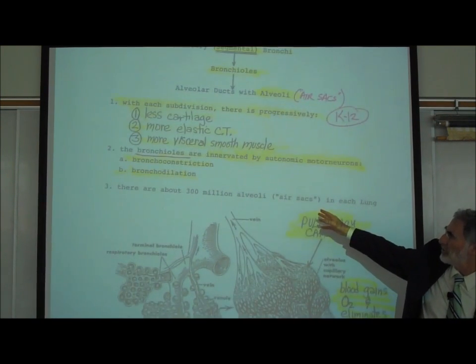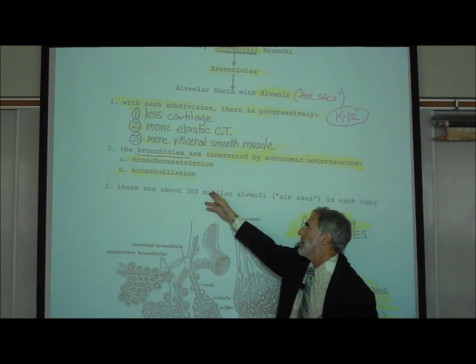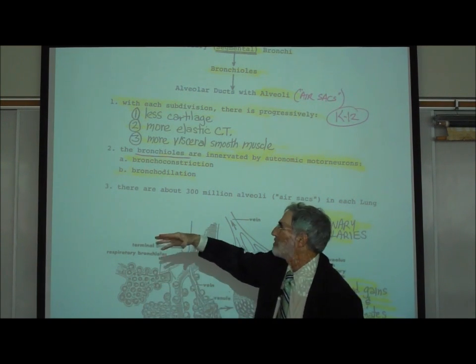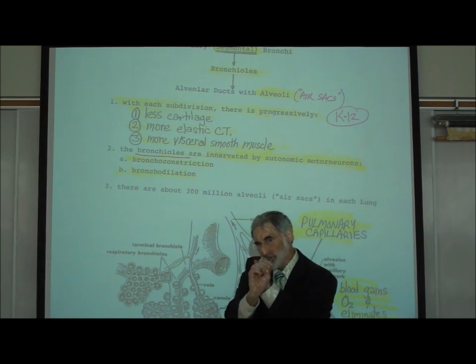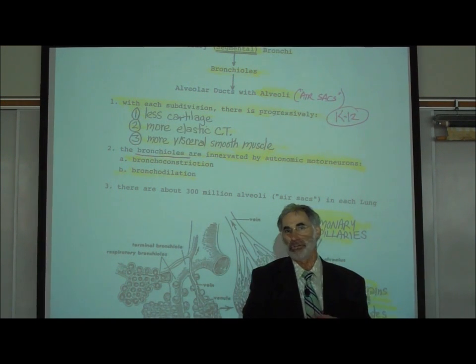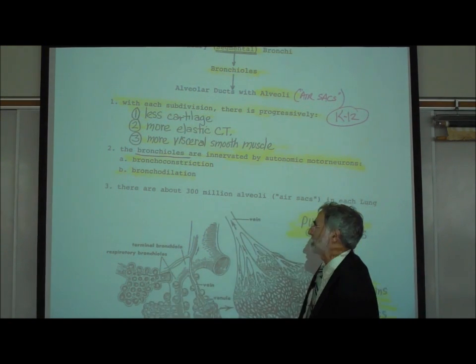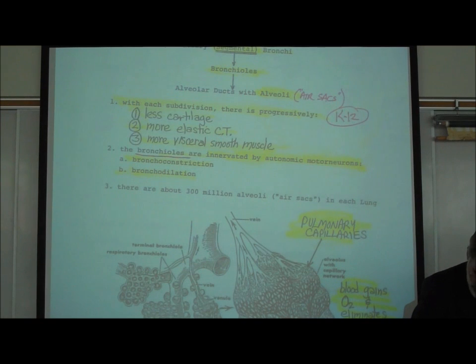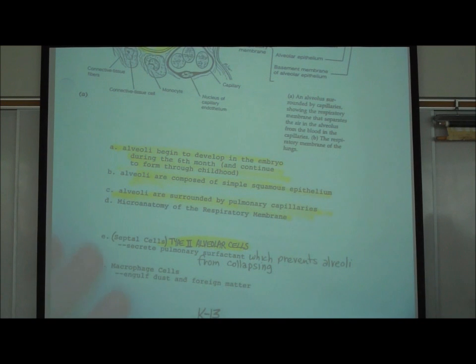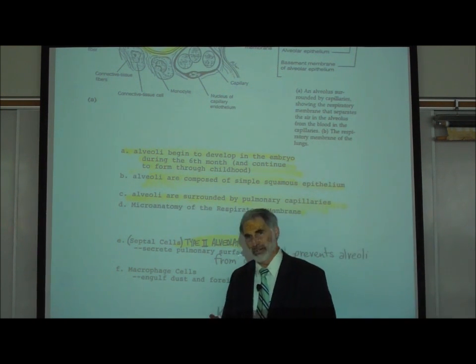And that's why we wrote that the bronchioles, the tiny airways, are innervated by autonomic motor neurons that can cause the visceral smooth muscle to contract, which constricts these airways, that's called bronchoconstriction, or causes the visceral smooth muscle to relax, and as it relaxes, the airways widen or dilate, and that's called bronchodilation. On the next page, on K13, what we wrote next is that our alveoli only begin to develop, of course, during the 6th month of fetal development.